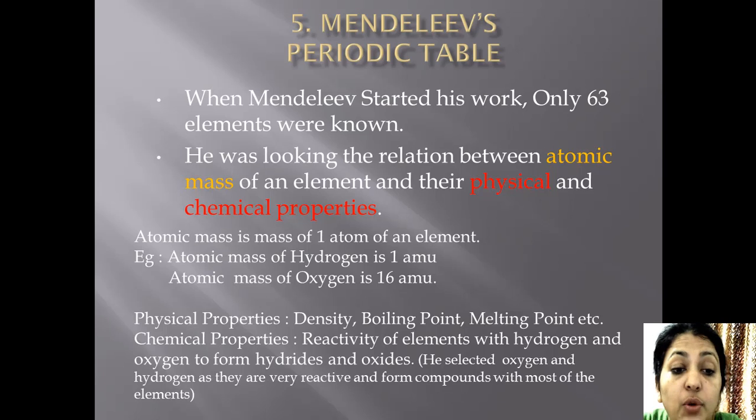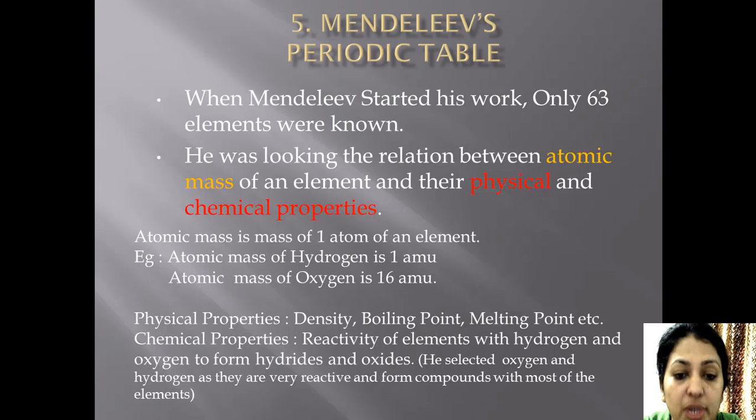Okay. Now, what do we understand by physical properties? Physical properties are properties such as density, boiling point, melting point, even color, shape, etc. Now chemical properties means the chemical reactions of these elements, right?